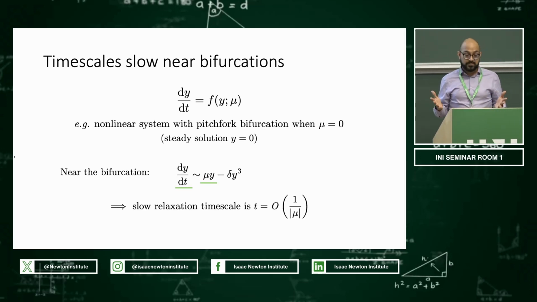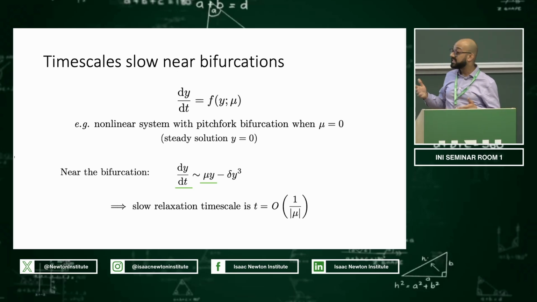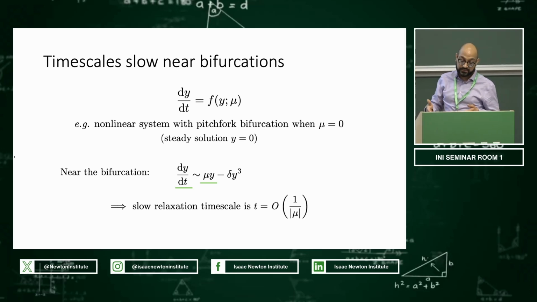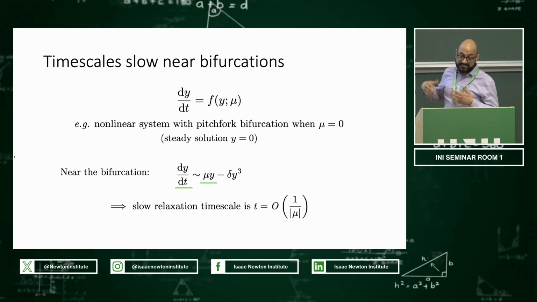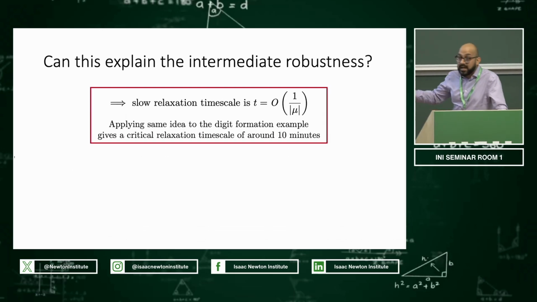Mathematically, this is generally because your bifurcation parameter mu gets small close to the bifurcation. And so just comparing the two important underlying terms here, you can see that the classic slow relaxation timescale is 1 over mu, essentially saying that the timescale gets very large when mu is small, i.e. close to the bifurcation. We saw that this morning as well. So is that what is happening here?